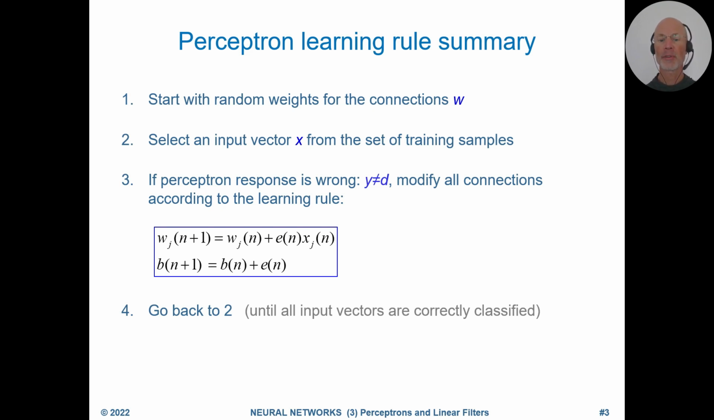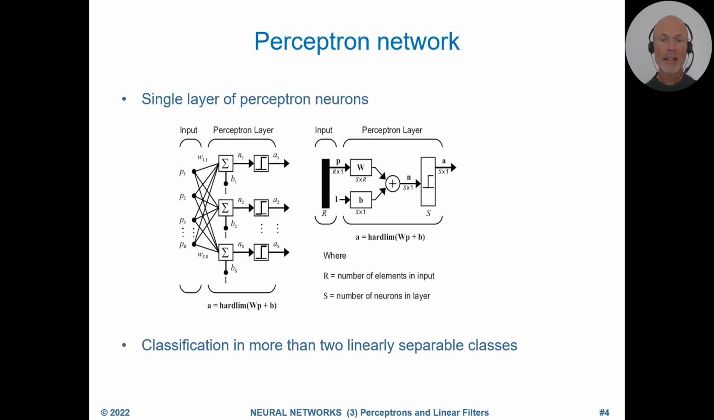up inputs from the set of training samples, and based on the perceptron response, the connections of the neuron can be modified according to the learning rule. And this learning rule is proportional to the output error and the input signal. And then we are iterating this learning rule until all the inputs are correctly classified. If we combine several perceptron neurons into a single layer, we can compose the perceptron network, which is already a useful architecture to classify in more than two linearly separable classes.